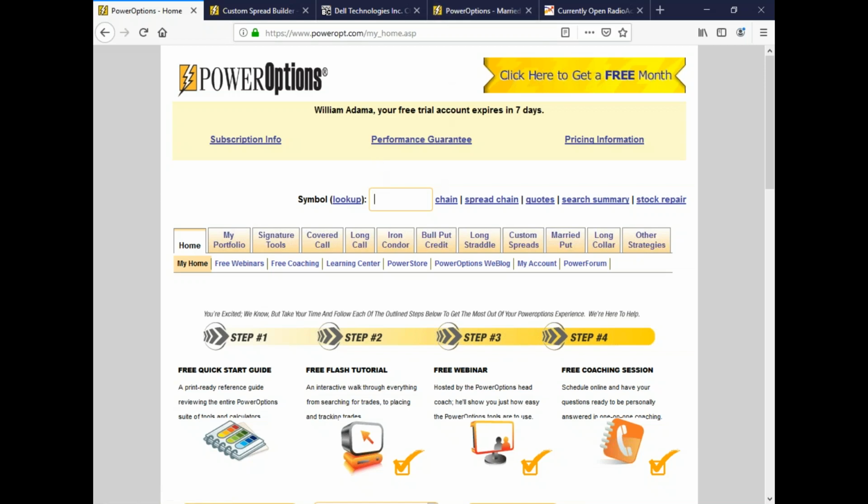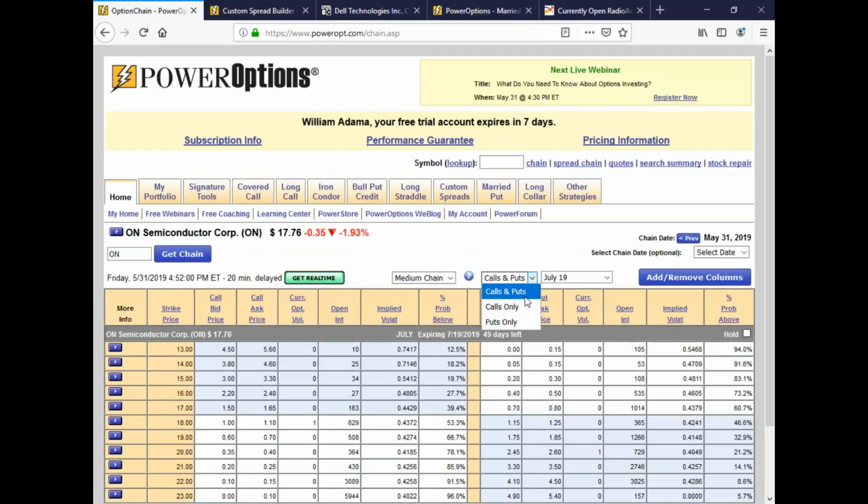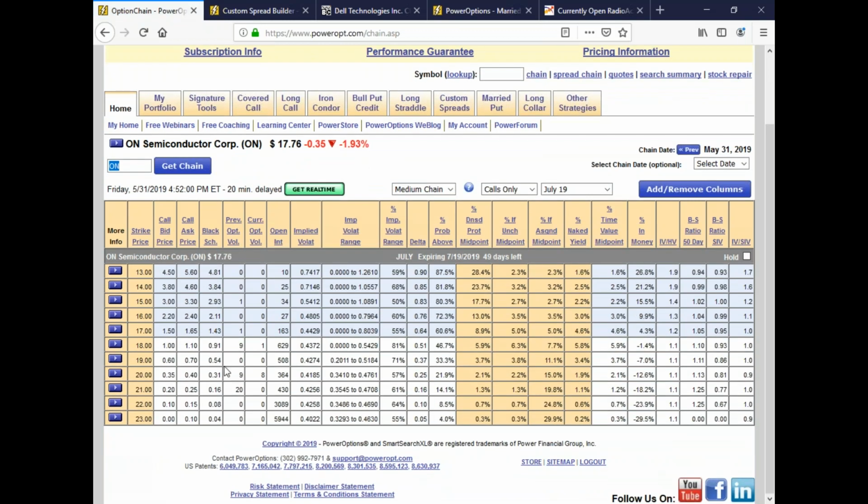Well, let's go back to ON, and let's now look at the chain. And let's look at July and just the calls. Okay, so that 20 strike call I was just using as an example only has an open interest of 364. So if those fictional 30,000 contracts would have been open today, that's like 100-fold more than that. So it jumped up to 30,000 open interest and volume instead of just 9 contracts.